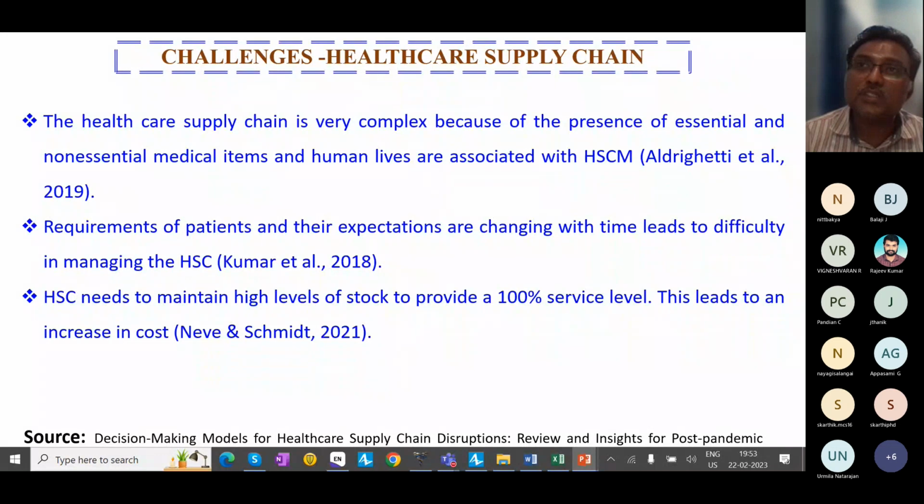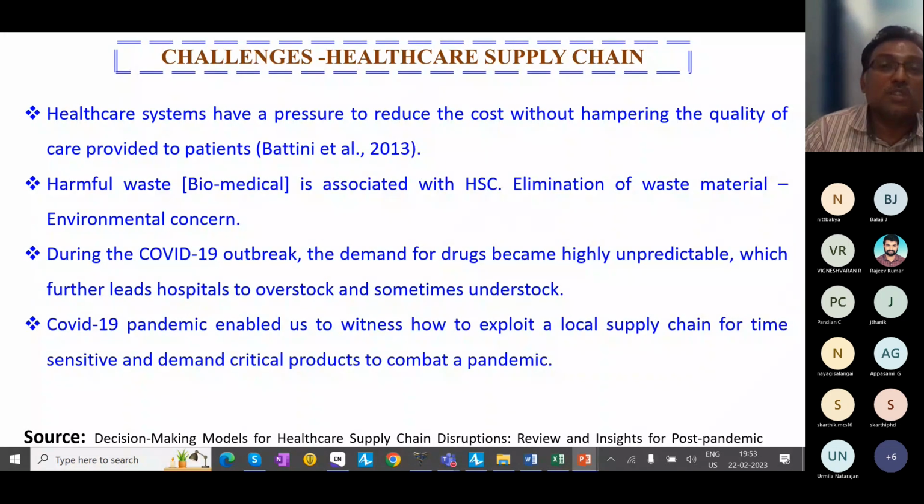The requirements of patients also keep on changing nowadays, right? Their expectations are changing. And now you have a lot of competitors in the market, even in healthcare. Because of competition, they tend to reduce cost, especially in the material logistics side. And on the internal supply chain side, healthcare needs to maintain a high service level. Of course, these two are conflicting. If you want to keep a high service level, this may increase the cost. So these are some of the challenges. Healthcare systems have to reduce the cost without affecting the quality provided to the patients.